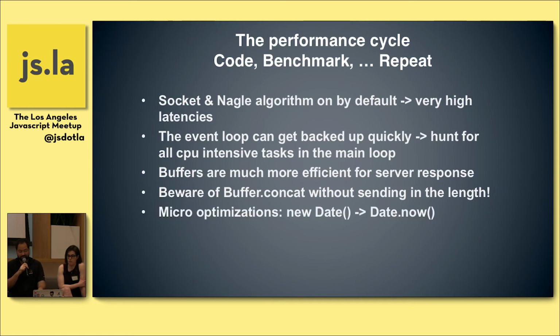Some things look like a macro optimization, but creating a date object each time you want to log something is very, very slow. So Date.now is better. What's even better is not calling it at all. So having another process take care of transforming a Unix timestamp, a float, into an actual date.